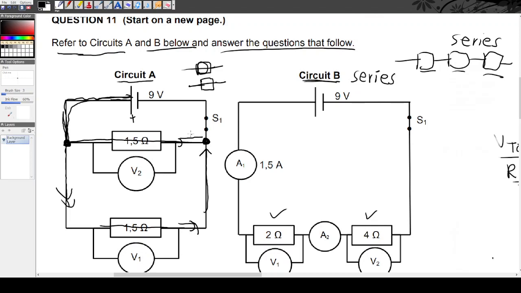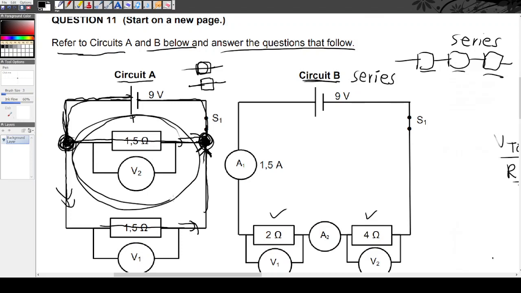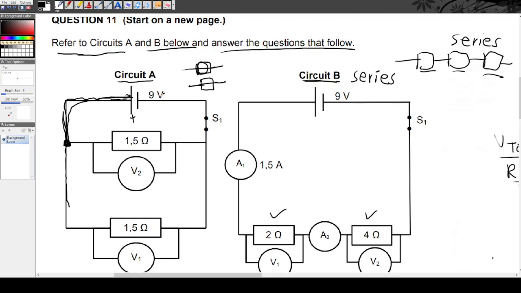Then at this point, it combines. The current from this side combines with the current from this side to form the same current that entered at this region. Hope it makes sense. Still the same thing we said in video number 1. Keep that in mind. So the current returns back to the cell. The circle continues. This current will keep on flowing around the circuit, up until this 9 volts is finished. Okay, now we understand what happens in circuit A.